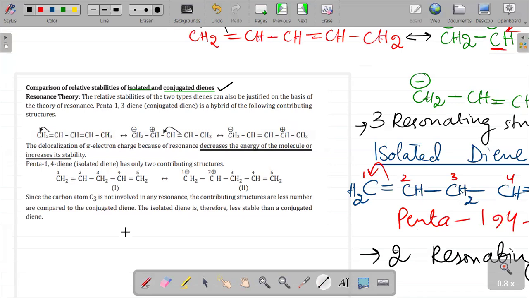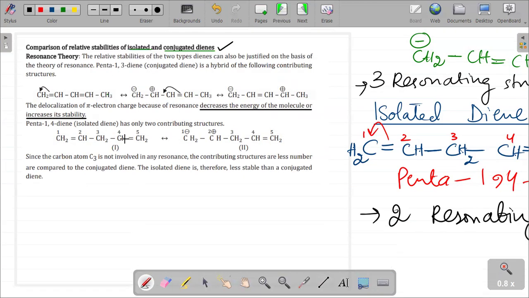And the second one is that pent-1,4-diene has only two contributing structures, which is the example of the isolated diene, right? So this is a structure we also formed. They said that in the example of the isolated diene, since carbon number three is not involved in the resonance, the contributing structures are fewer in number compared to the conjugated diene. So the isolated diene is therefore less stable than a conjugated diene.